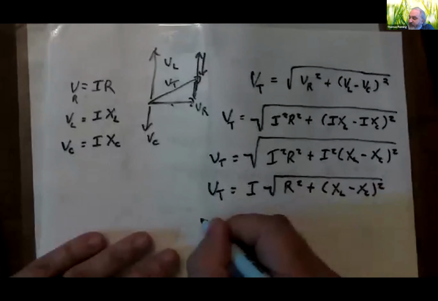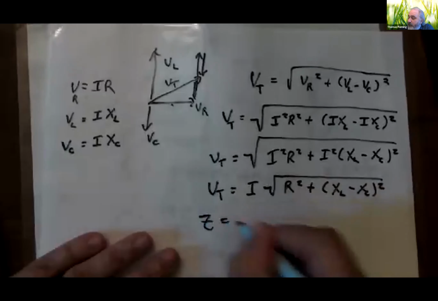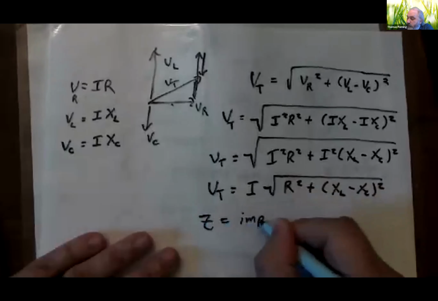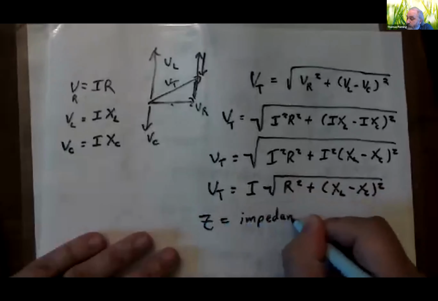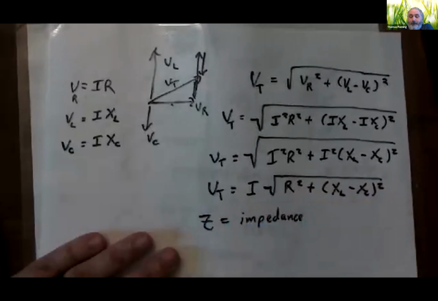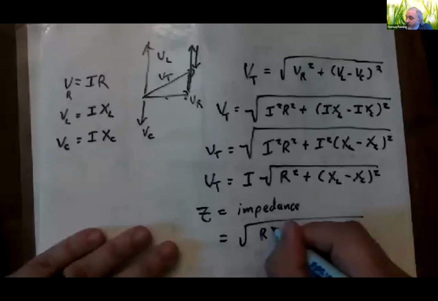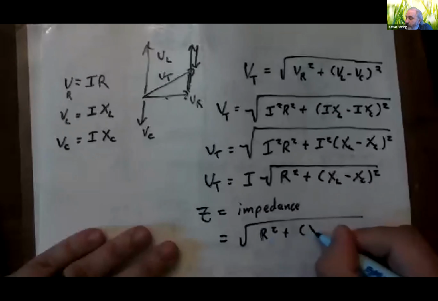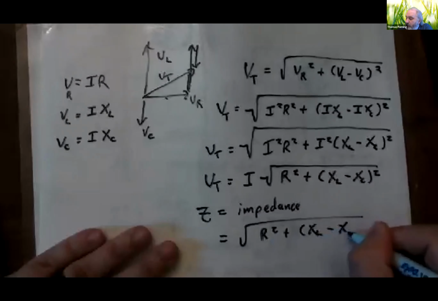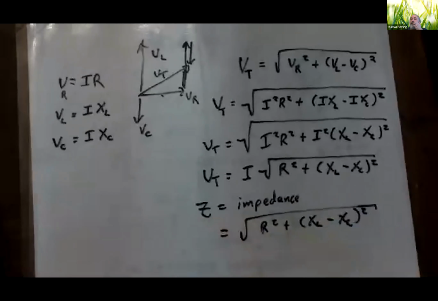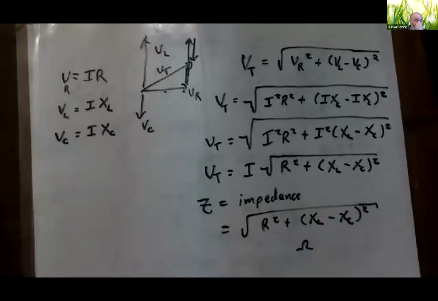We're going to call that Z, the impedance of the circuit. So Z is going to equal the square root of R squared plus XL minus XC, quantity squared. Again, just like resistance, it's going to have units of ohms. It's measured in ohms.